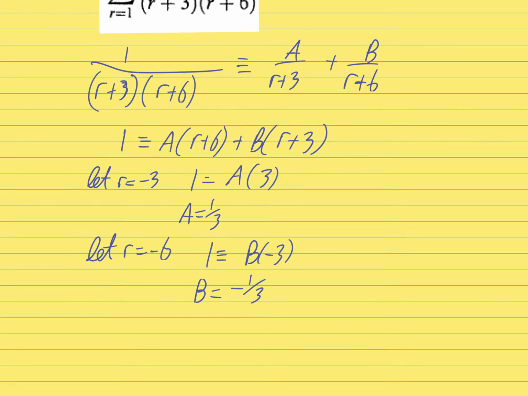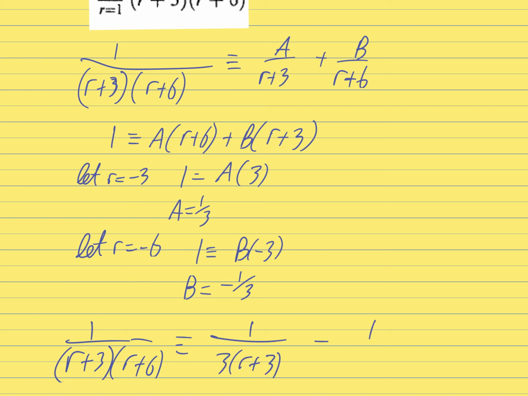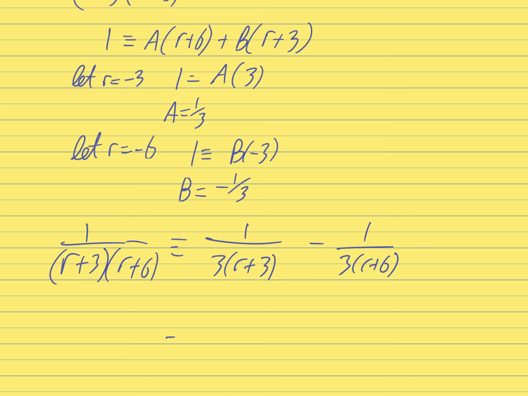So you can rewrite the whole thing: 1 over (r plus 3)(r plus 6) is identically equal to plus 1 over 3 times (r plus 3) minus 1 over 3 times (r plus 6). For the purposes of what we're doing, it's probably easier to take that 1/3 outside a bracket, and then you'll have 1 over r plus 3 minus 1 over r plus 6.